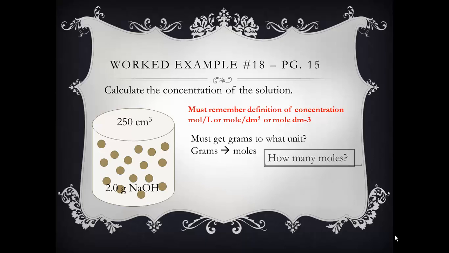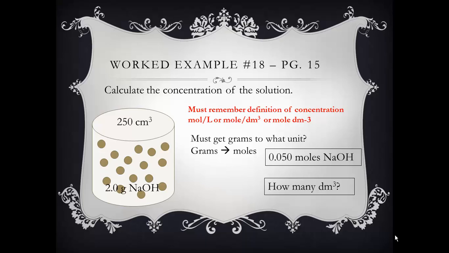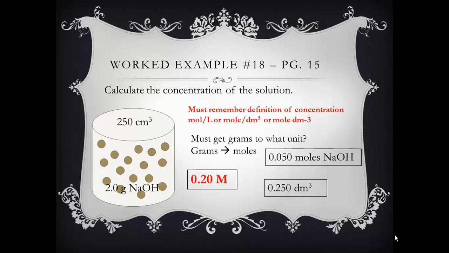So, how many moles? 2 grams is 0.050 moles of NaOH, you just divide by the molar mass. How many decimeter cubed? If you said 0.25, you are correct, because you just divide by 1,000. So to do concentration, it's moles per decimeter cubed. So just divide the two, and you get 0.20 molar, or molarity, big M.